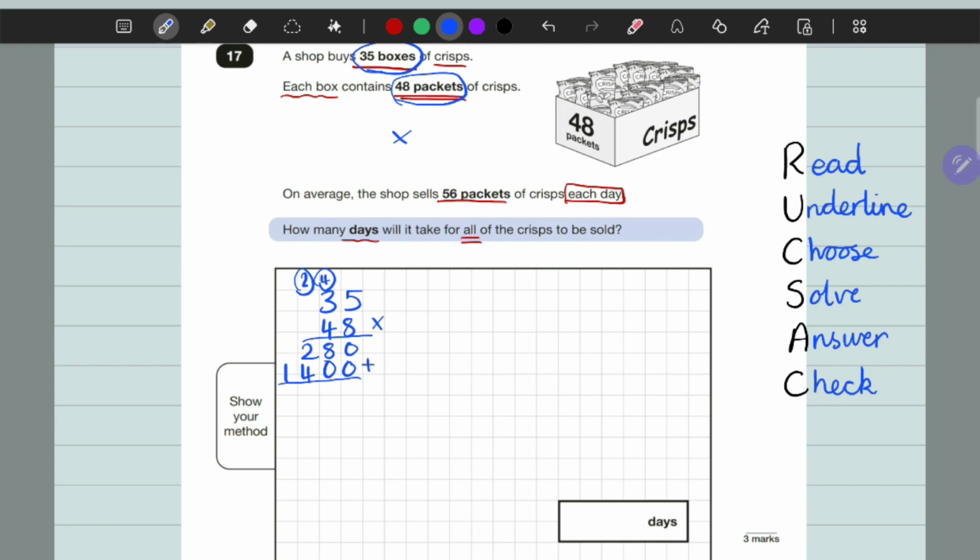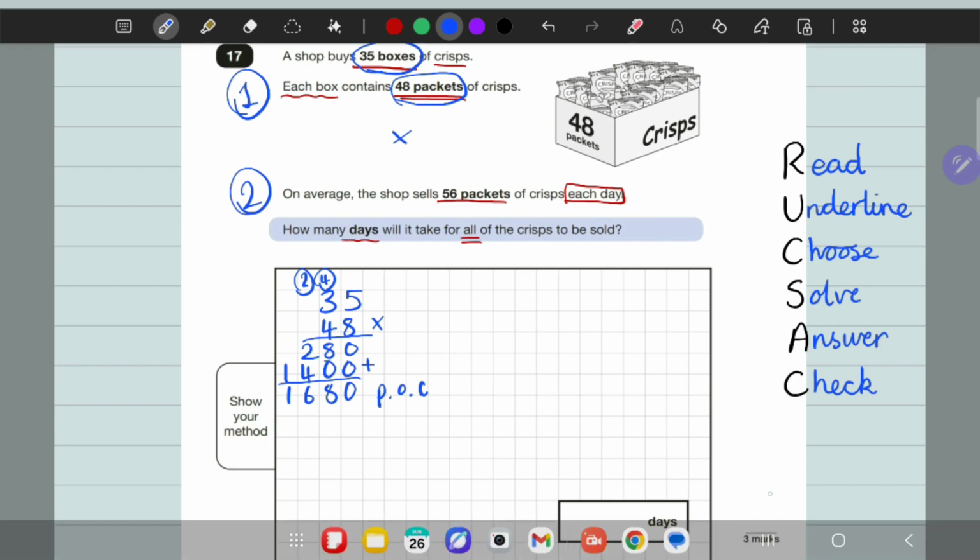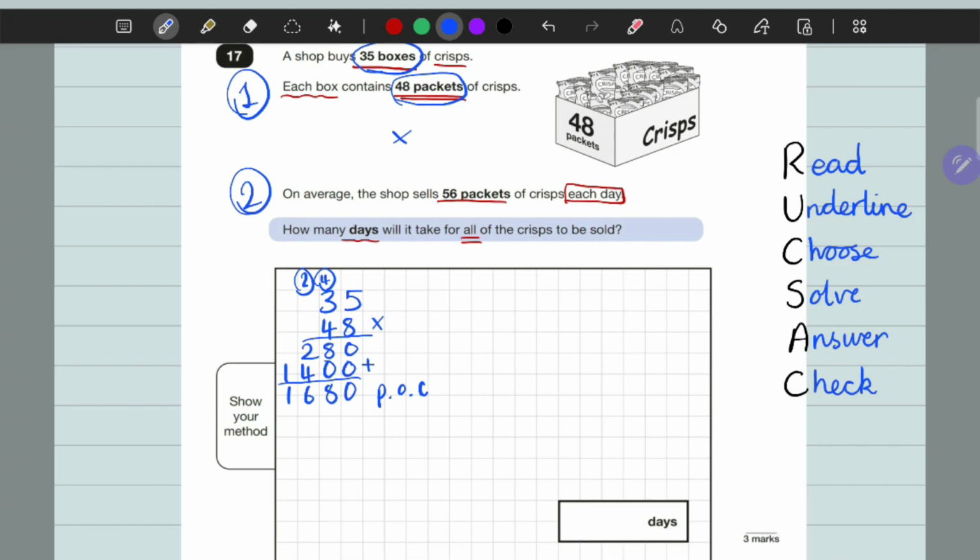Lastly, let's add our 2 columns here. 0, 8, 6, and 1. So in total, I've got 1,680 packets of crisps. Okay, so that was the first step here. Now we need to move down to the second step. Now these are some tricky calculations, and that's why you're getting 3 marks for this question rather than just 2.